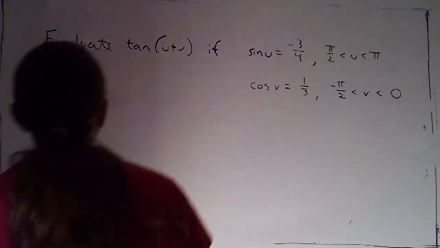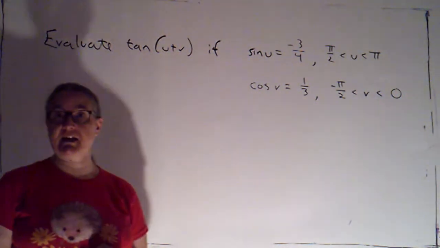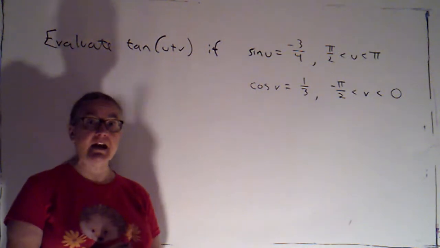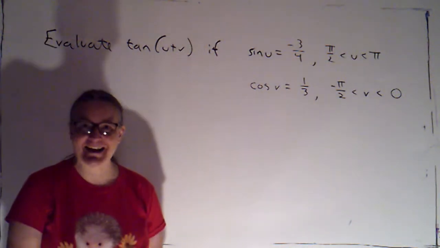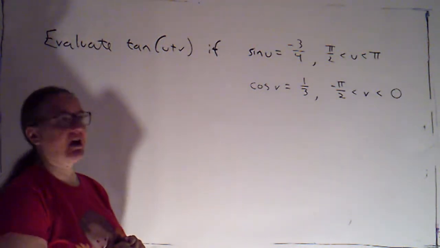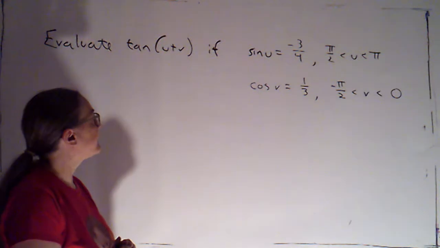In this problem, we're being asked to use the sum formula for tangent. But instead of being given the degree or radian measure of an angle and having to figure out how to build that out of our nice angles, we're being given some information about the two terms in our sum.